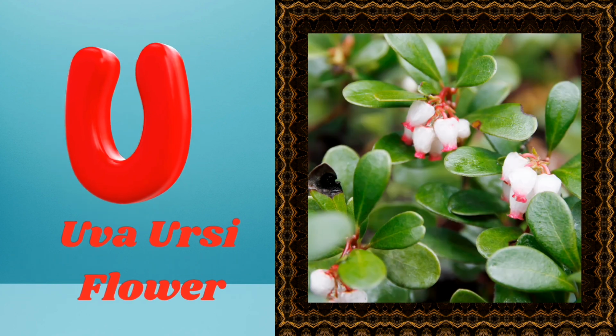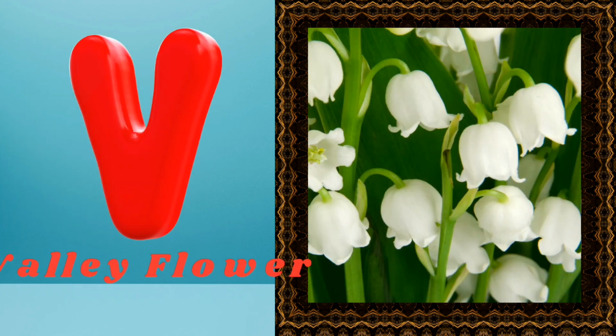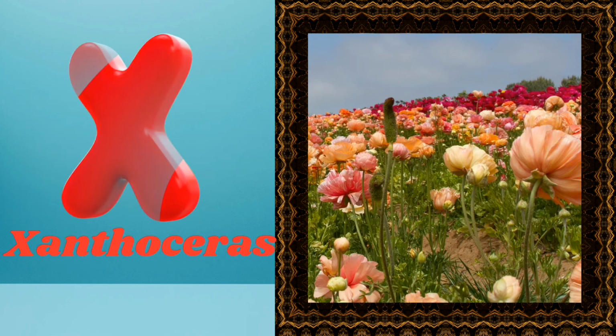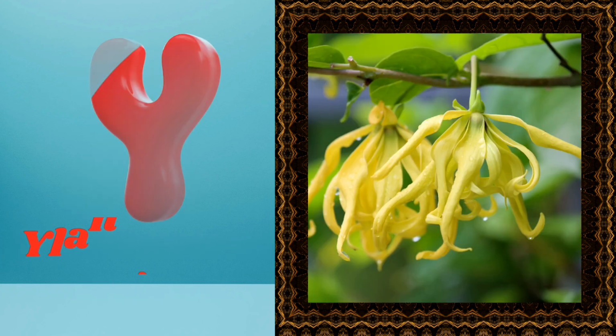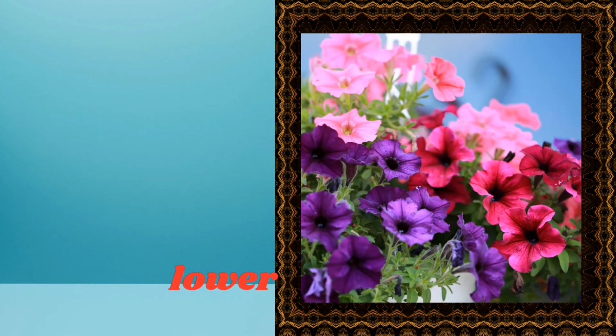U is for uva flower. Uva flower. V is for valley flower. V, valley flower. W is for wax plant flower. Wax plant flower. X is for hunter's house flower. X, hunter's house flower. Y is for ylang flower. Y, ylang flower. Z is for zinnia flower. Z, zinnia flower.